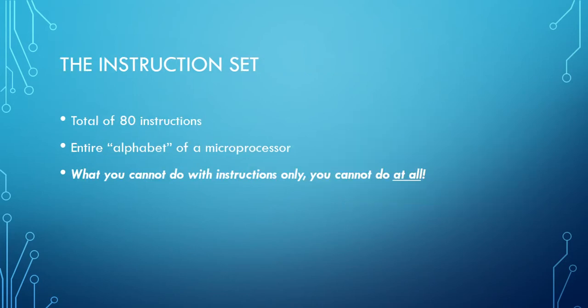So that brings us to the instruction set. The 8085 has a total of 80 instructions, which is actually 2 more than the 8080. But essentially, the instruction set encompasses an alphabet. It represents everything that the microprocessor is able to understand and able to execute. If you can't do it with instructions, you cannot do it at all. So no matter how good you are at assembly programming, if what you're trying to do cannot be done with the instructions in the instruction set, then it is impossible to accomplish.